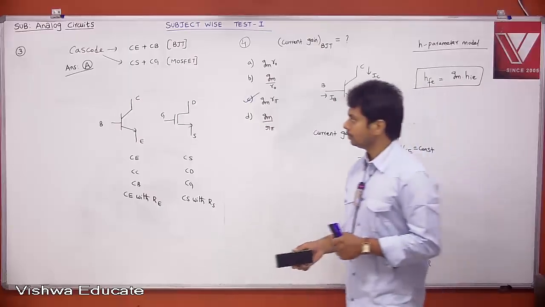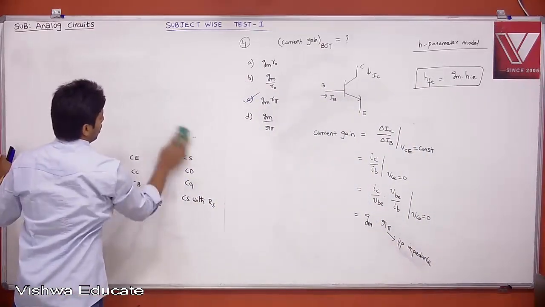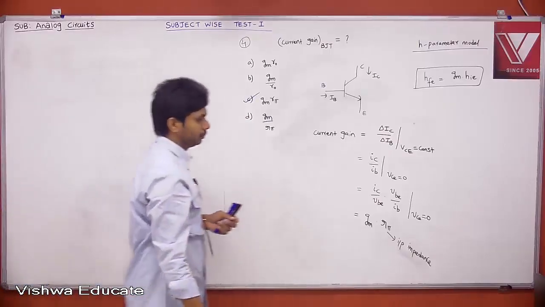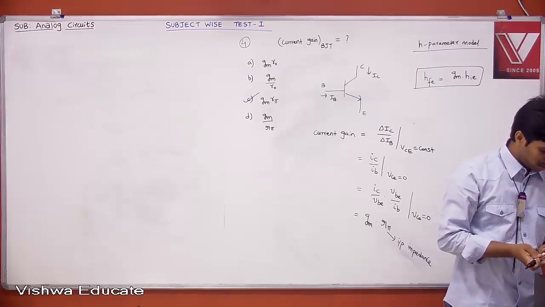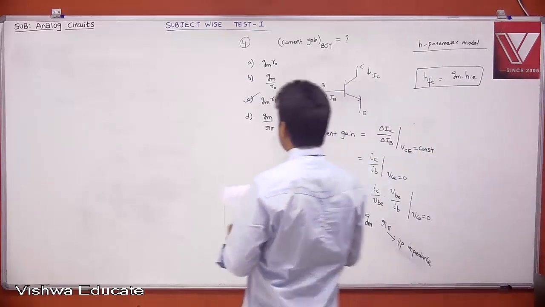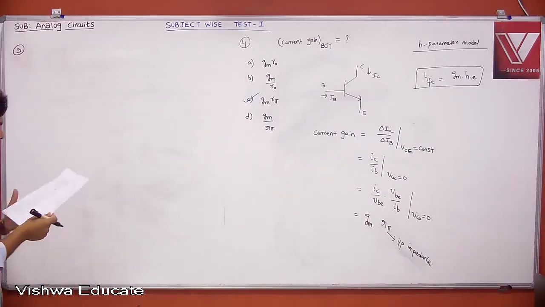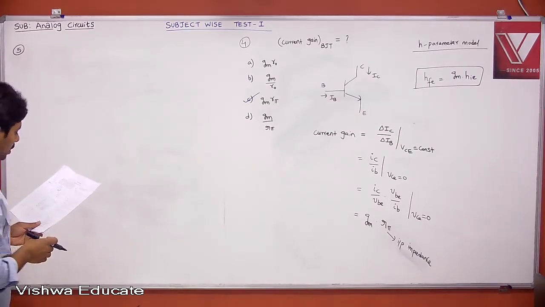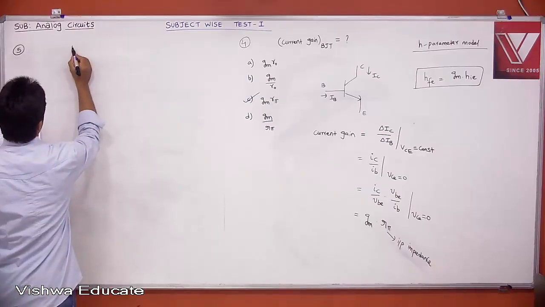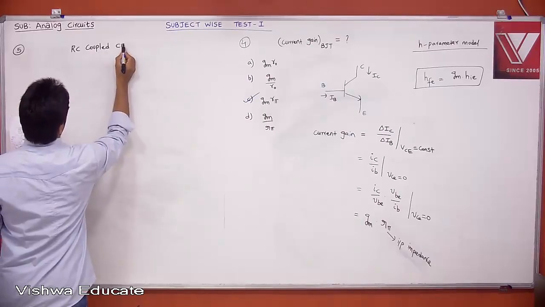Now, fifth problem. Fifth problem is: generally the gain of a transistor amplifier falls at high frequency due to. Therefore, if you consider an RC coupled CE amplifier, that is what it refers to. RC coupled CE amplifier.